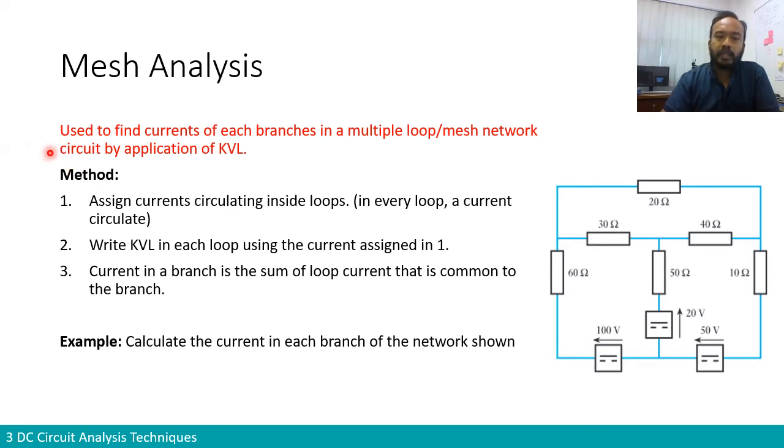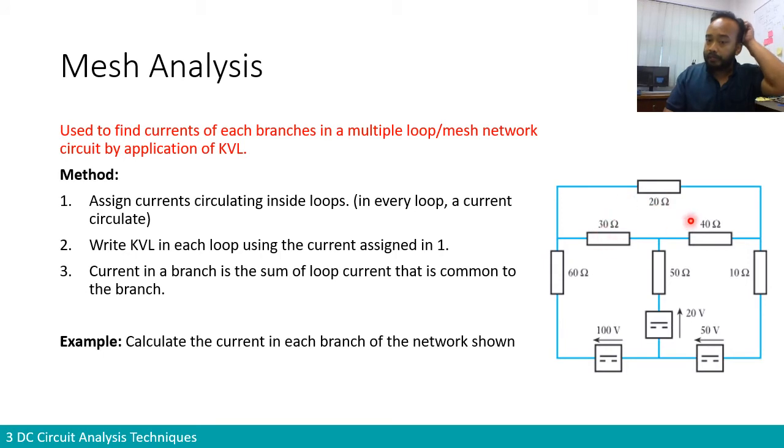To make it simple, mesh analysis is a method that we use to find currents in each branch in a multiple loop mesh network, by application of KVL. What we're going to look at is when we have a circuit with multiple meshes or multiple loops like this one. Here we can see that there are 3 meshes, 1, 2, 3, and in terms of loops, of course, there are more loops. There are multiple loops that you can go through.